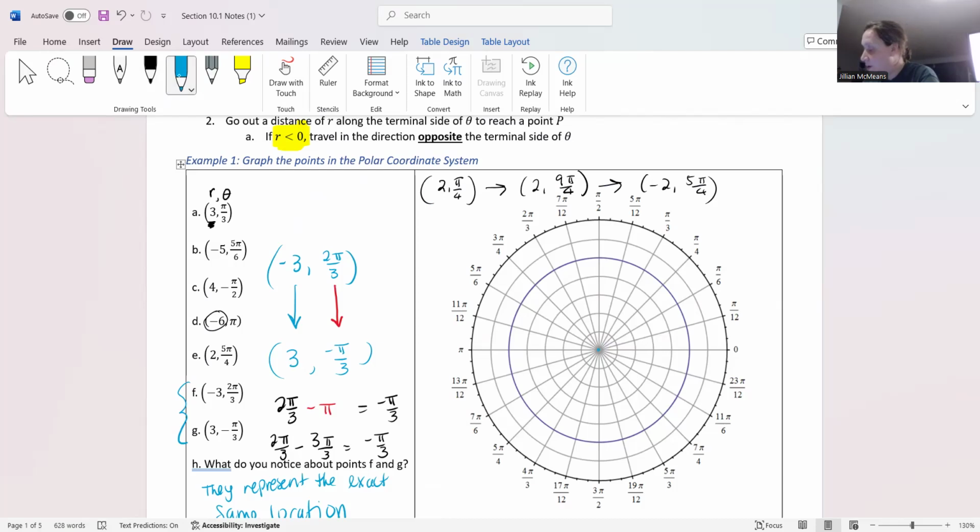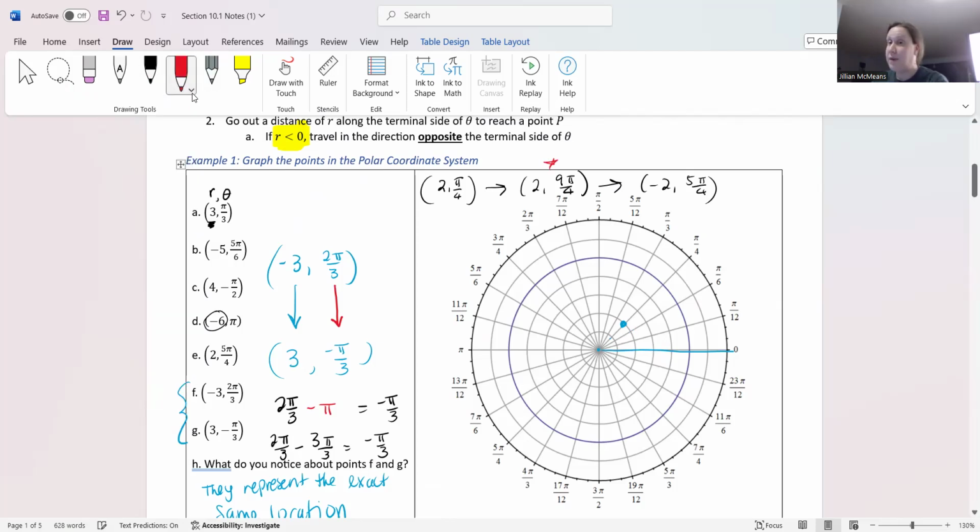So let's start with the first point in blue. All right, so we want to open up an angle that is pi over 4 radians. So that's going to put us right here. Our R is positive, so we're going to go 1, 2 in the positive direction. Okay, so we've got that point right there. Now for our next point, let's do red.